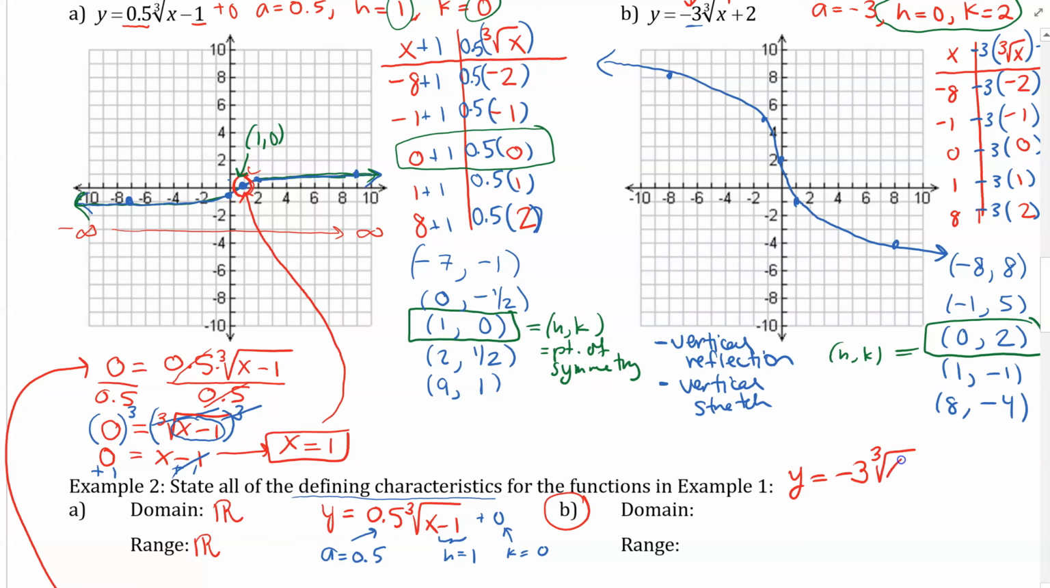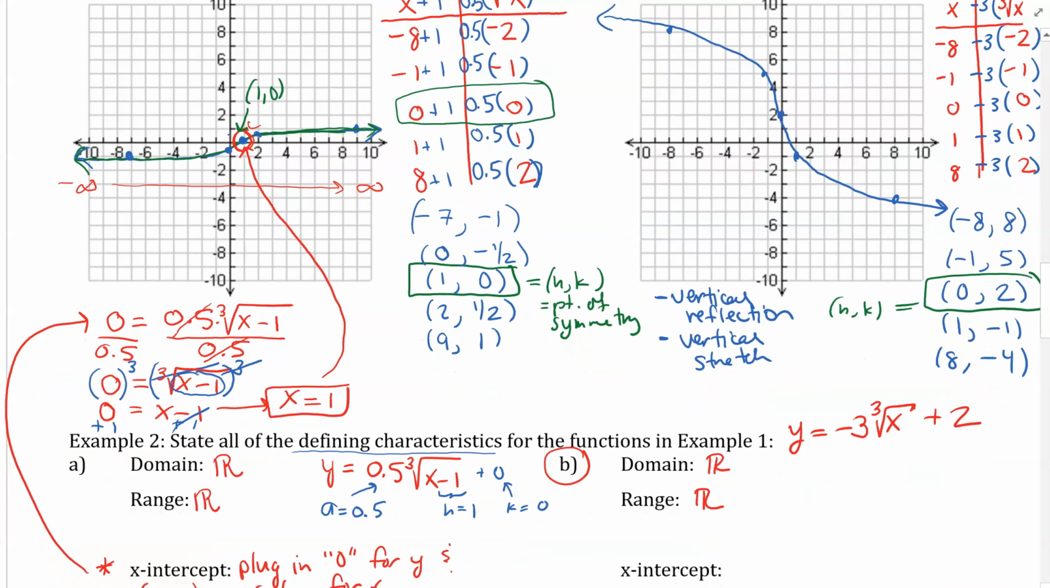Okay, so let's go over to part B, where the equation for that was negative 3 times the cube root of x, and the radical ends there, plus 2 on the outside of the radical. And here's the graph for that equation. And like the last one, the domain and range will be all real numbers since the graph goes up and to the left forever and then down and to the right forever. It includes all y values, both positive and negative, and all x values, both positive and negative.